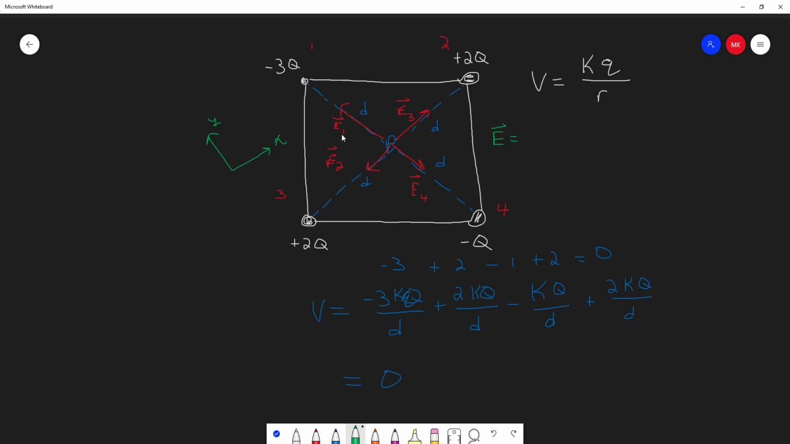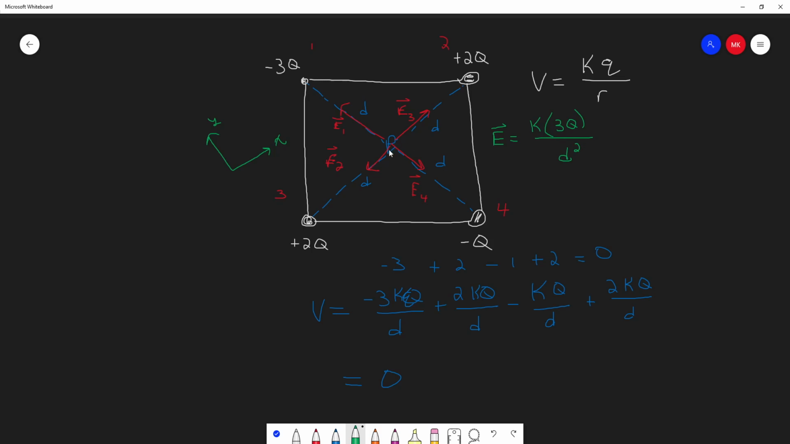So, using my coordinate system, this electric field 1 is in the positive direction. So I have k times my charge. My charge is negative 3q. Again, I already account for direction, so I'm going to leave it positive. My distance is d. It's d squared, right? Because our electric field is k times q over r squared.